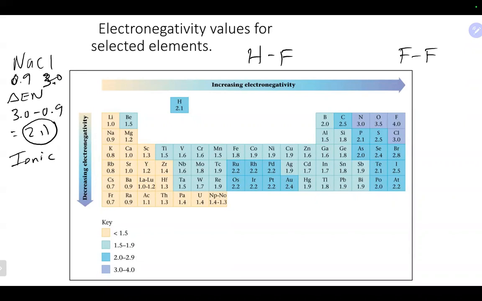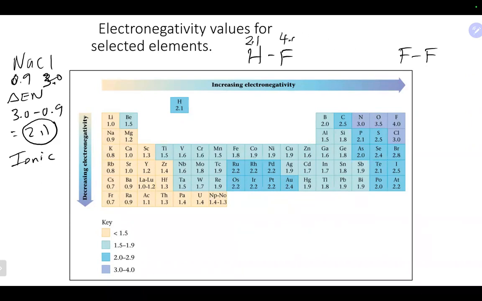Not all ionic bonds, when you do the electronegativity difference, will get you above 2. There are some that will be less than 2. So again, I would just follow metal, nonmetal, ionic, and you'll be okay. Let's take a look at HF. H is 2.1.